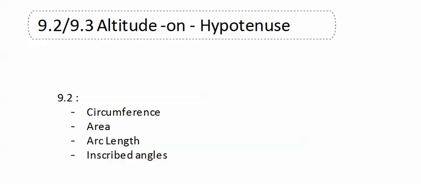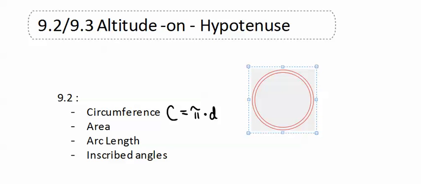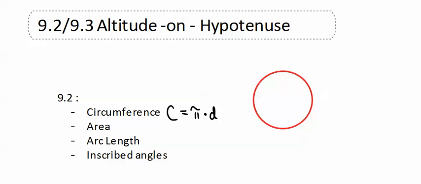The circumference of a circle is the distance all the way around it, and it can be calculated by pi times diameter. And just as a refresher, radius is from the center of the circle to the endpoint, while the diameter is straight across going through the center.